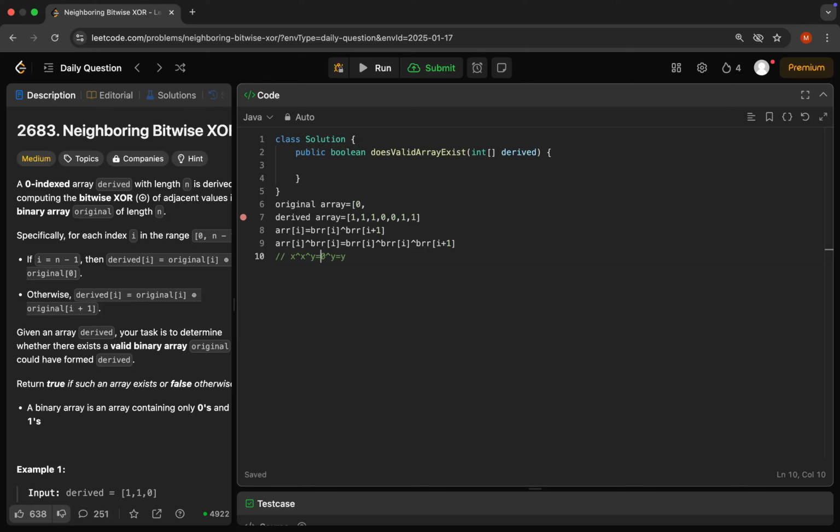We can also write it like this. So what will it ultimately give? This will be cancelled from here to there. It will become 0, and 0 XOR BRR i becomes BRR i plus 1. So what we have to do is, if we are given the current element BRR i, then we can just take the XOR with the current element of derived, which is 1.